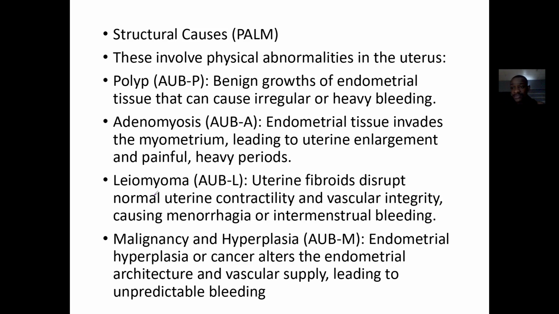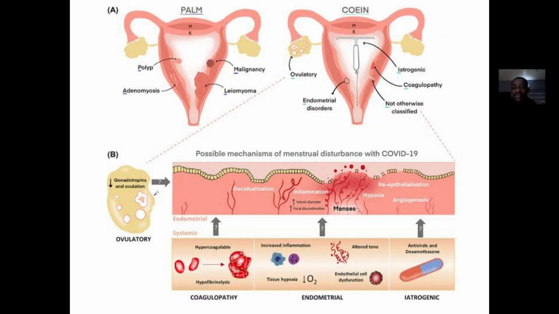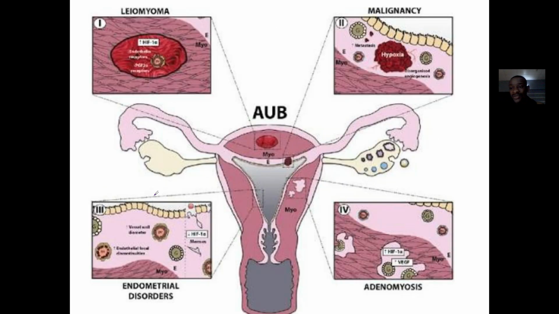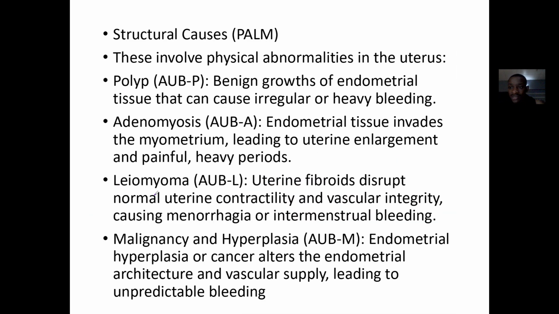It could be polyps. Polyps are benign growths. I don't really even need to show pictures of this; these are things that everybody watching this video must have known. They are benign growths of the endometrial tissue, and they cause irregular or heavy bleeding.